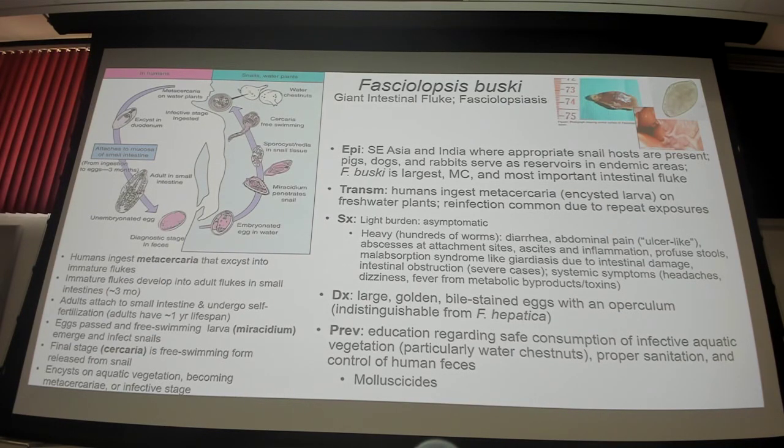This is associated with snail species that live in Southeast Asia, and those snail species release the parasite once it's Cercaria. They go out in the water, to some aquatic vegetation on the outside of the pond, where they encyst, knowing they're going to get eaten by some animal. So animals like pigs, dogs, rabbits, whatever is feeding off of that water vegetation, can ingest those encysted larvae.